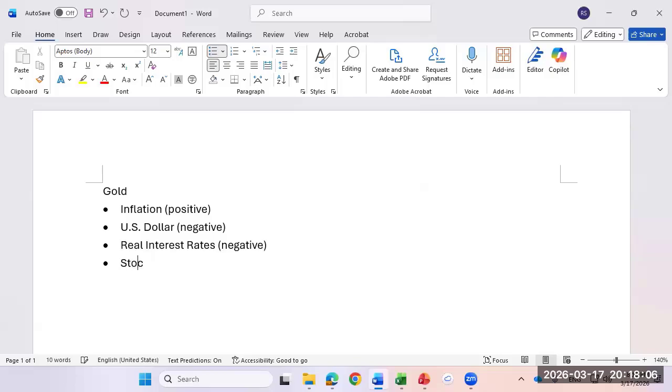The stock market is another one. There's usually a negative relationship with that, though in 2025, stock market was up, gold prices were up. So there was a positive relationship last year. 2022, stock market was down, gold prices were down. So not always. And then you just have supply and demand.